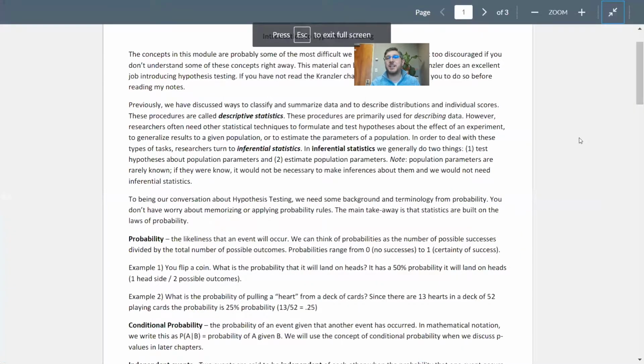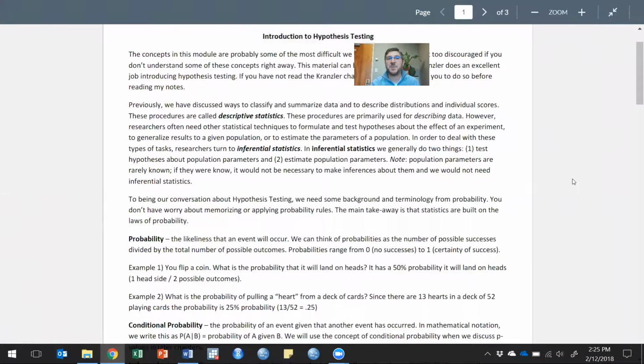So this module, we're discussing hypothesis testing. Previously we've discussed ways to summarize and describe data. That's what descriptive statistics are. However, researchers often need other techniques to formulate and test hypotheses. We want to know about the effectiveness of an experiment, or how effective our intervention is. We also want to be able to generalize our findings from our sample to a larger population.